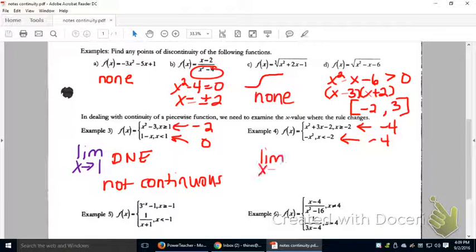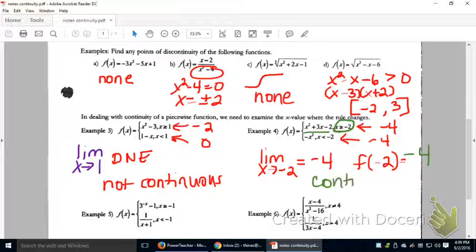So the limit as x approaches -2 is -4. The question is, does f of -2 exist? Well, f of -2 is wherever -2 is on the x values and plugged in. You know what? It's also the same. So this graph is continuous because the limit as x approaches -2 is equal to the value at -2.